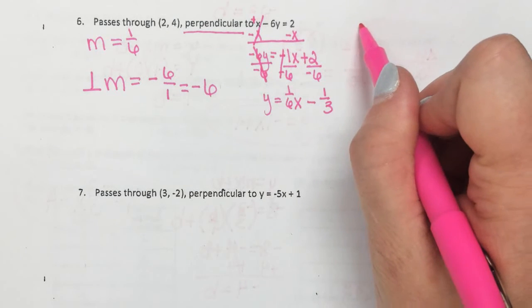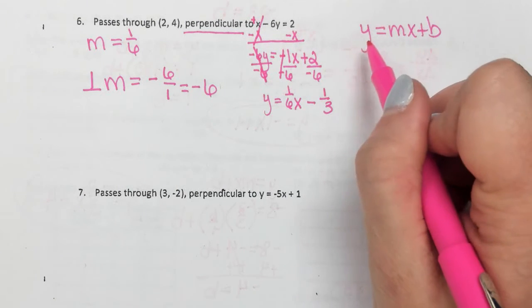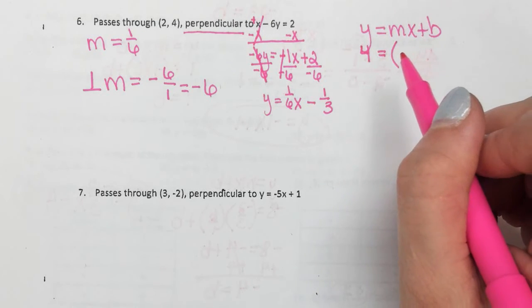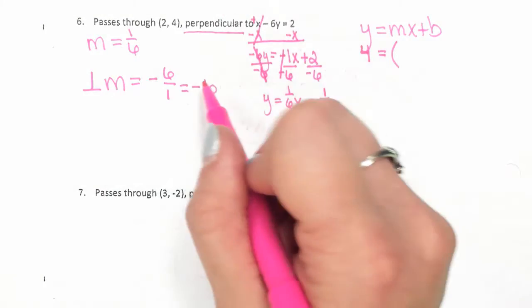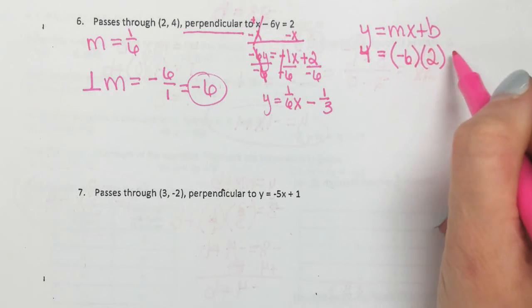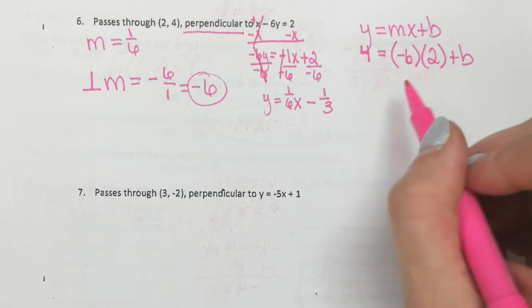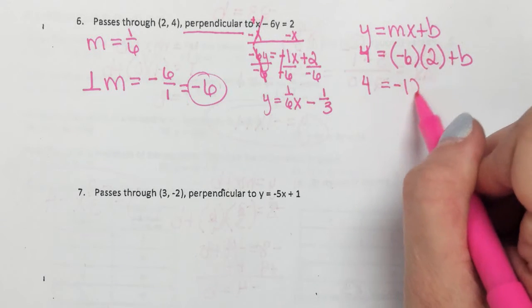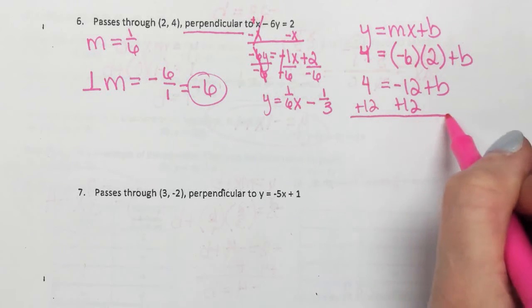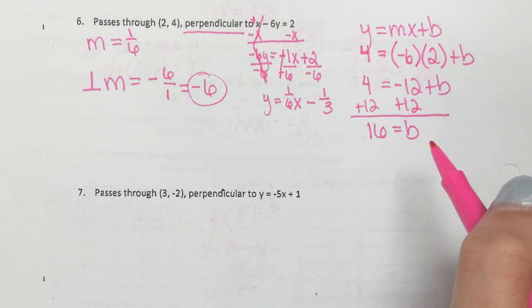Alright, same thing. Here we go. What's my y? 4. Now, what's the slope that I'm going to use? Negative 6. And then the x is 2. Y'all okay? Yeah. Yep. Perfect.